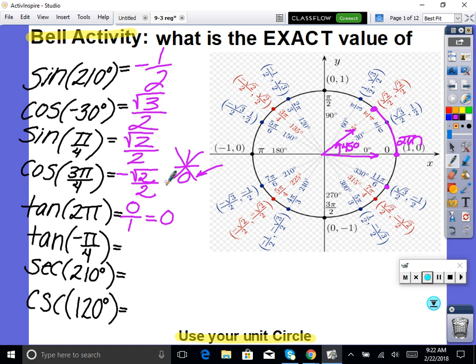Okay, awesome. What's the tangent at negative pi fourths? Negative 1, because it would be the y divided by the x. Anything divided by itself is 1, and then one of them was negative. Yeah. All right.